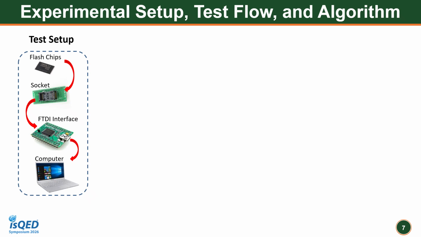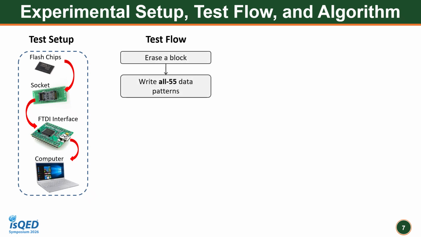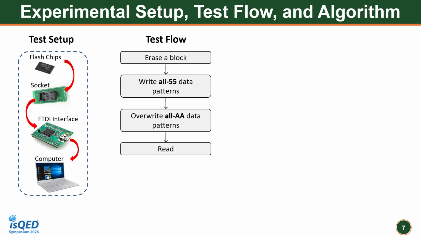Let's take a look at the experimental setup, test flow, and algorithm we used in this work. This is our test setup, and this is our experimental test flow. First, we erase a flash block, and then we program all 5 patterns. Then we overwrite the same block with all A patterns, and then read to get the scrambling key.